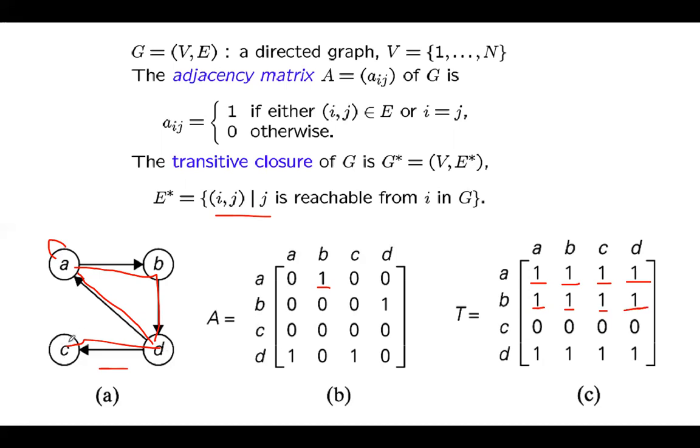From C, once you are in C, you cannot go to A, B, or D. So all zeros. If you are in D, you can go to A, and from A you can go to B as well. A cycle is there, you can go to D also, D to D. And there is a direct edge, you can go to C. So this is the transitive closure matrix for this given graph.